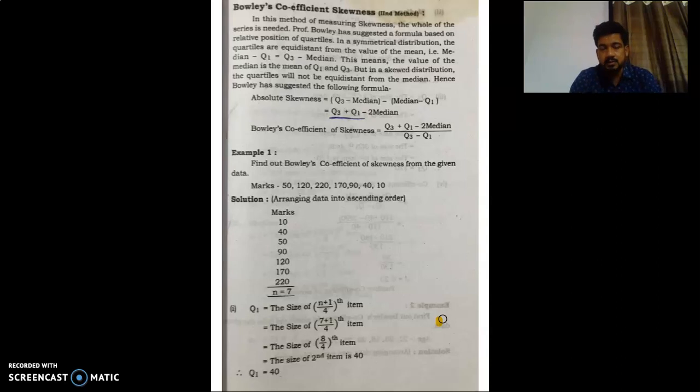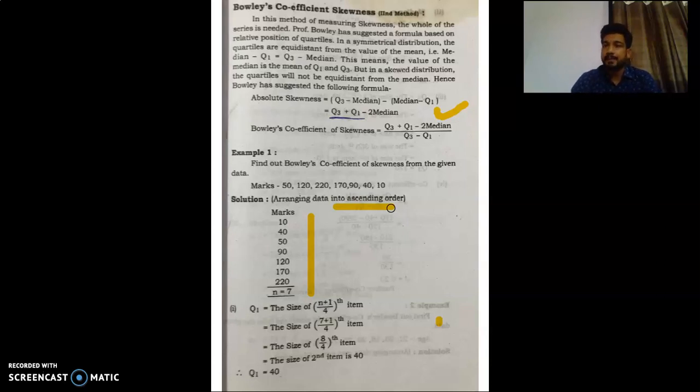The first thing we did here is arrange the data in ascending order. So it will be 10, 40, 50, 90, 120, 170 and 220. The data is arranged in ascending order. Why? Because median is there. That's why the data needs to be arranged in ascending order. If you forget this, then the problem will go completely wrong.